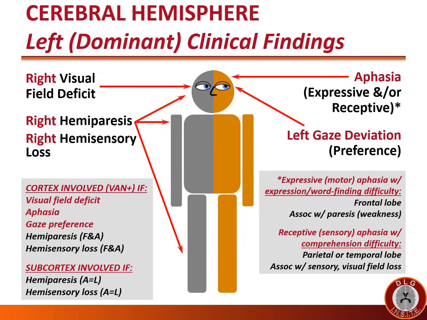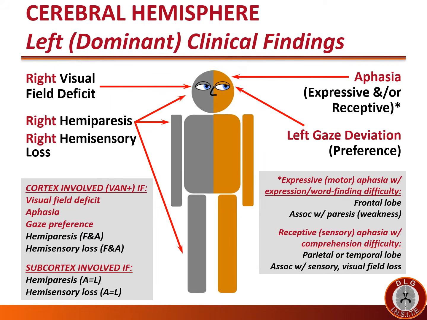The left cerebral hemisphere is the dominant cerebral hemisphere in most people, that is to say, the side with language function. As one might predict, a left hemisphere lesion results in a right hemiparesis and/or right hemisensory loss. In addition, a left cerebral hemisphere lesion will result in a right visual field deficit, a decreased vision in the right side of both eyes.